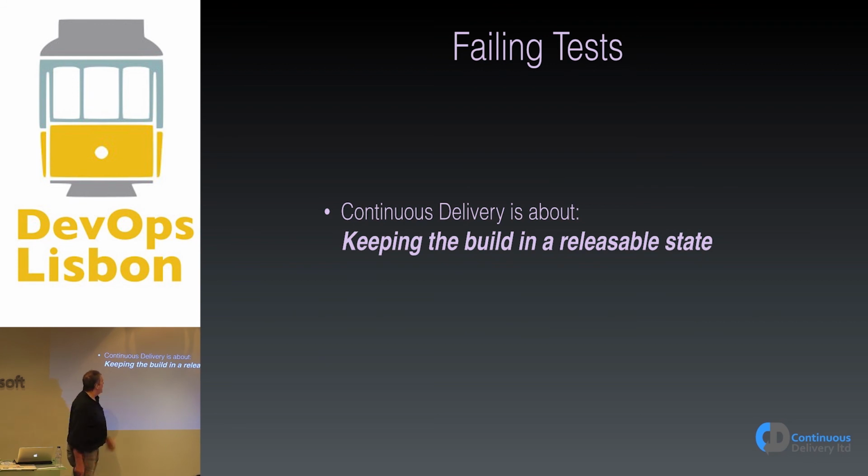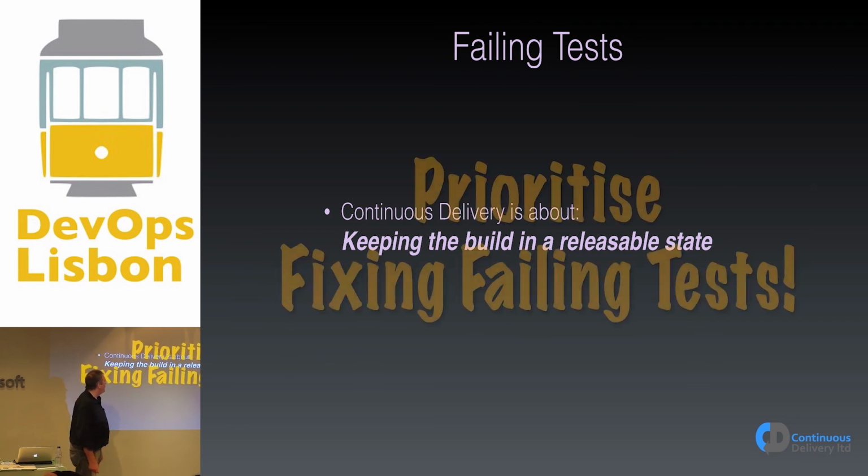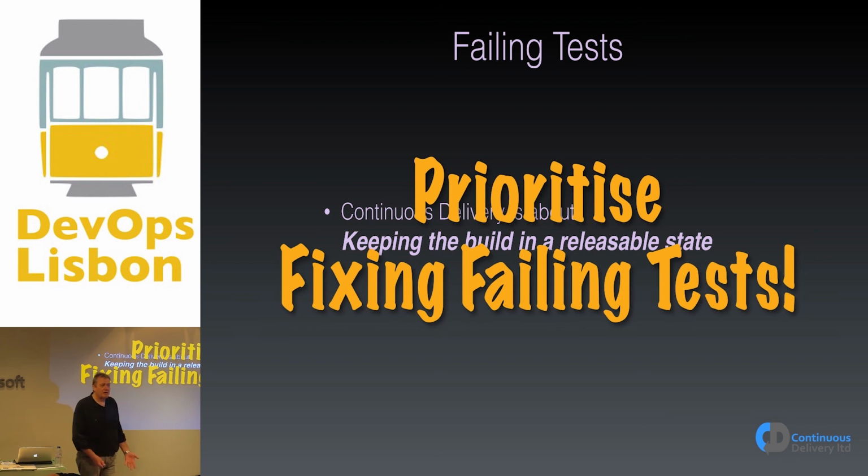Continuous delivery is about keeping the build in a releasable state all of the time. So you have to prioritize failing tests. They're the number one impediment. As soon as you commit something that breaks the pipeline, you're now in the way of every other developer using the pipeline. So you've got to get out of their way. So you commit a fix or a reversion.